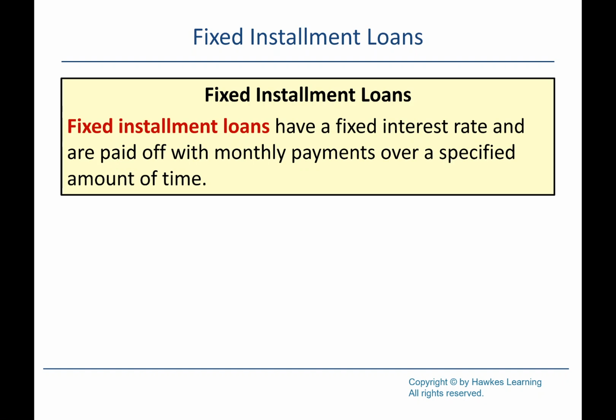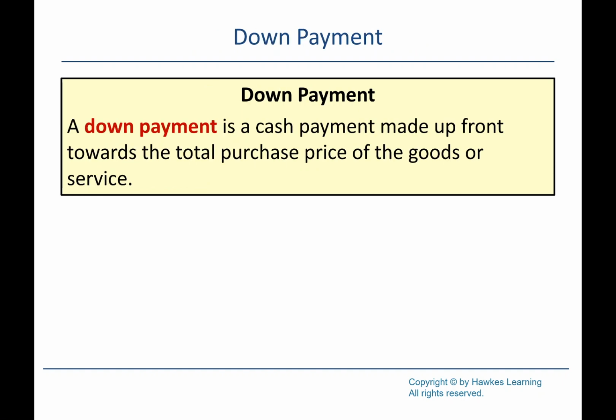This last term you've probably seen or heard before, but I put it in here just in case. That's down payment. So if you hear somebody talk about a down payment, that's just where you pay for part of the price up front and then you finance the rest. You're not financing the entire price. Making a cash payment up front and then financing the rest.